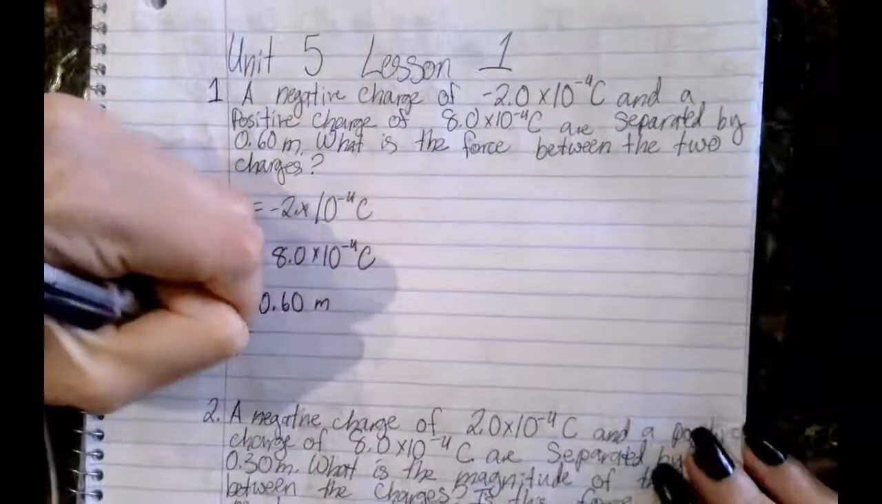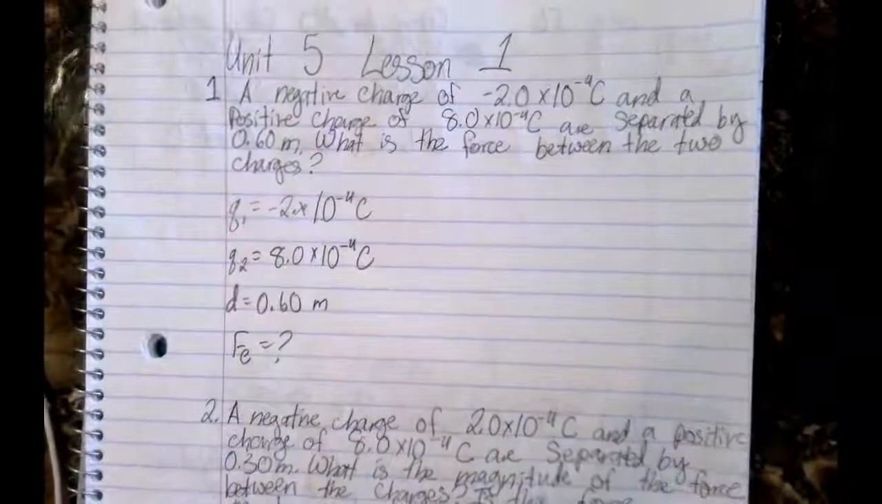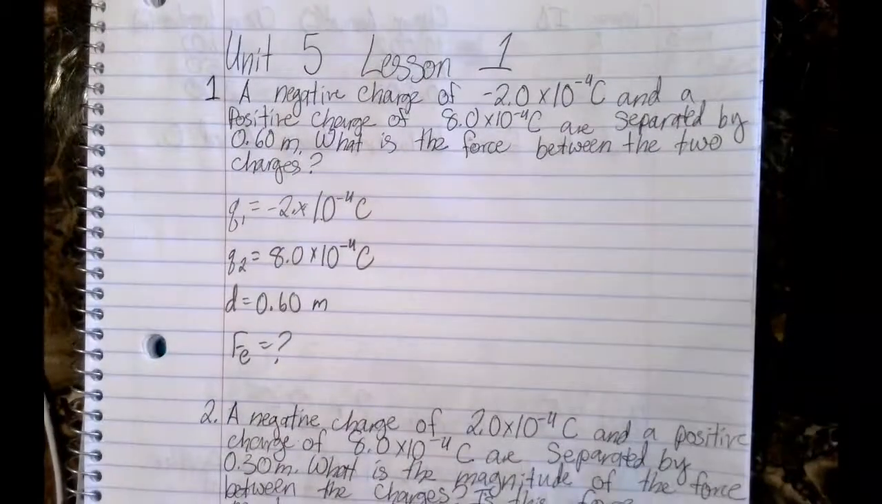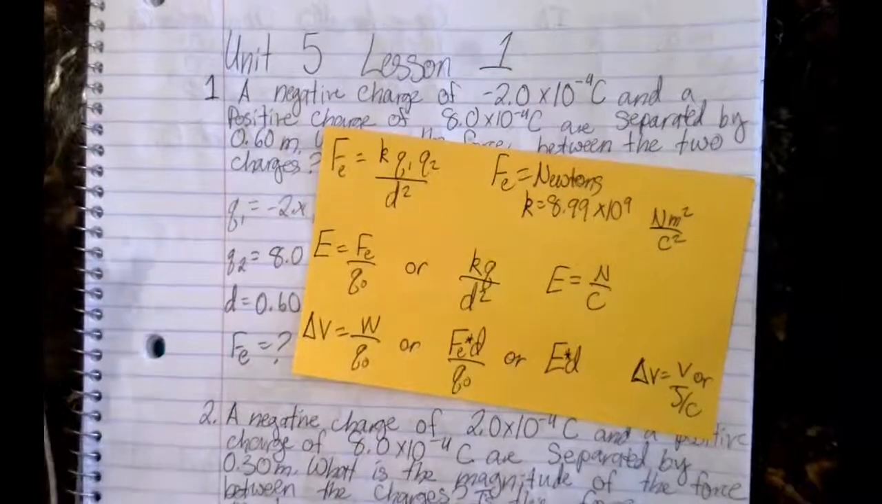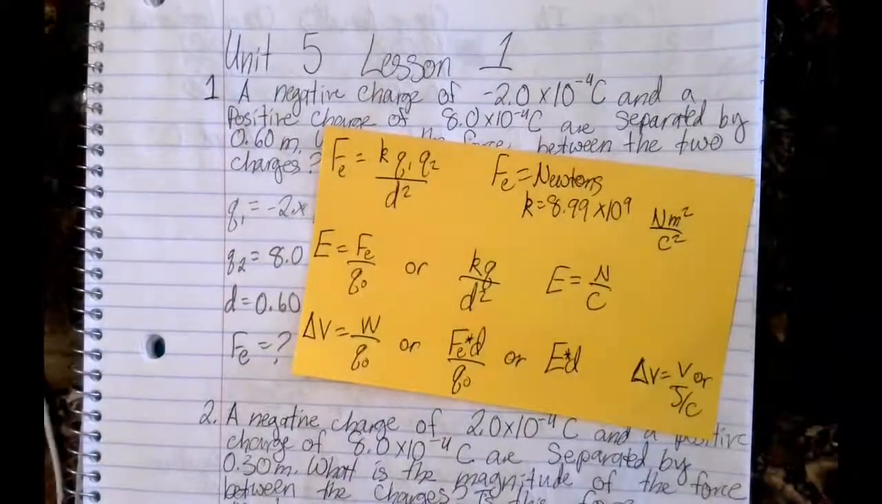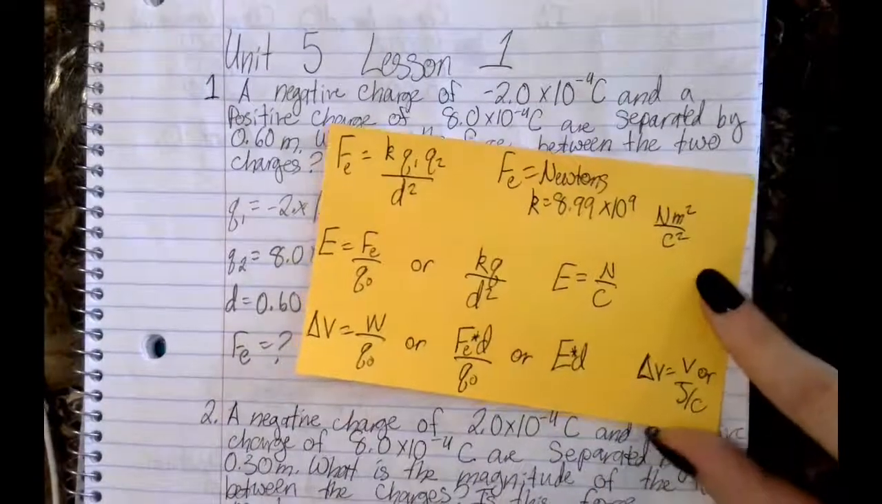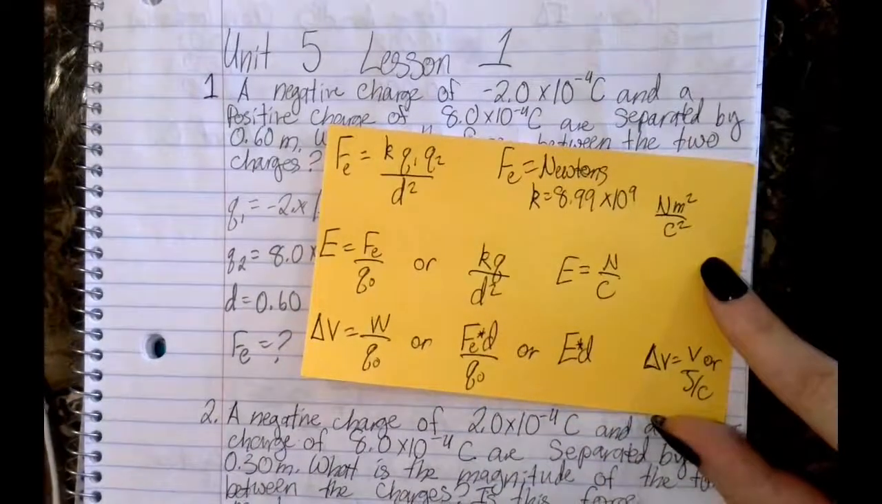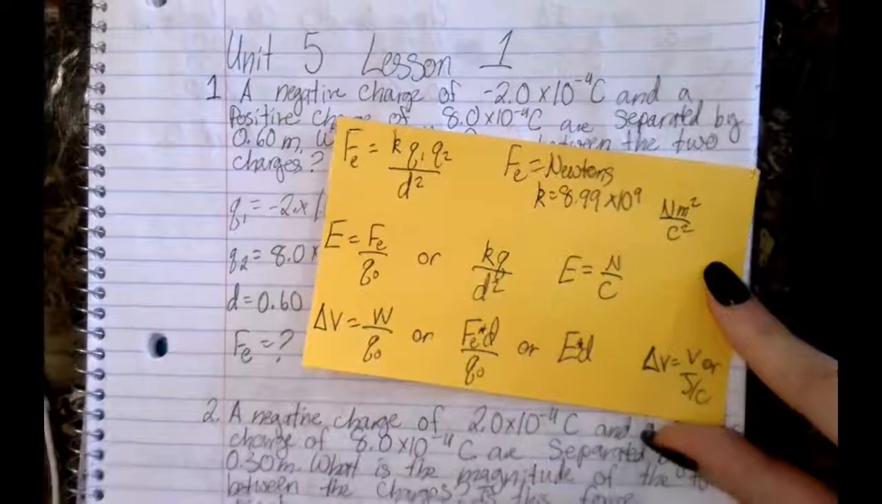So I want Fe. So, I am going to use my handy-dandy formula sheet. If you haven't made one, you definitely should. That's got all of the formulas we've talked about so far this unit. I would recommend a formula sheet because I'm not there to write them all down for you on the whiteboard. So, make yourself a formula sheet. Super handy. An index card will work just fine.